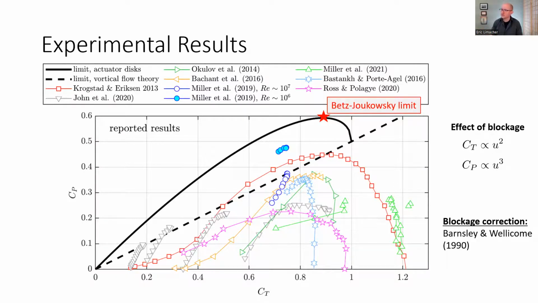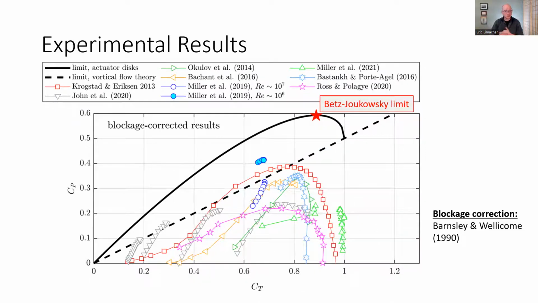So if I apply the correction of Barnsley and Wellicombe, this is going to shift all the data points closer to the line. And you'll note that now all the data points are below CT of 1, right? Again, the momentum theory restricts our ability to predict thrust in excess of 1. So this is somewhat of a limitation. This isn't a perfect correction. But now the remaining over superseding data points from Krogstad and Ericsson could now be explained just by a bias in their attempt to subtract the tower and the nacelle drag. That can't be said for Miller et al., who made no such correction.